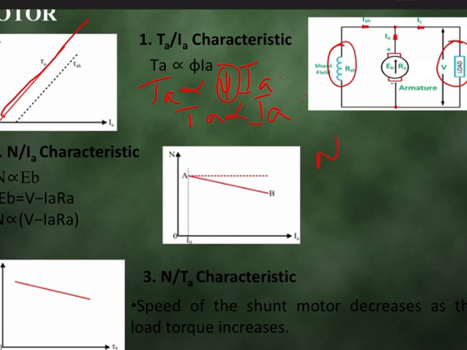Next we consider speed, which is directly proportional to Eb and inversely proportional to flux. But in a shunt type of motor, flux is constant, so speed is directly proportional to Eb. We know that the Eb equation is V minus Ia Ra. As Ia increases, the drop across Ia Ra also increases, so V minus Ia Ra decreases. That's why we get the curve where, as Ia increases, speed decreases linearly. Similarly, between speed and torque we don't have a direct relation. Torque is directly proportional to Ia and speed is inversely proportional to Ia. Using that relation, as torque increases, speed decreases linearly. These are the characteristics of a DC series motor and the DC shunt motor.